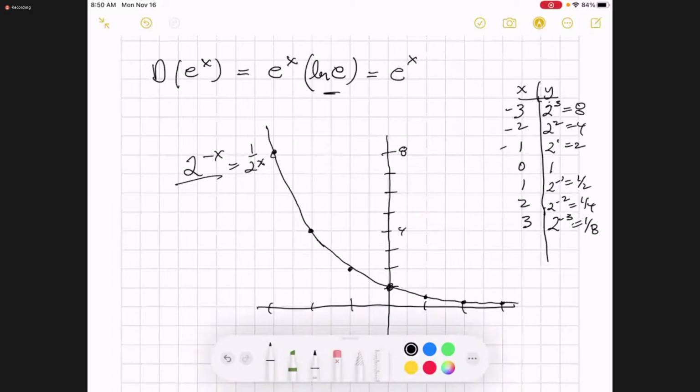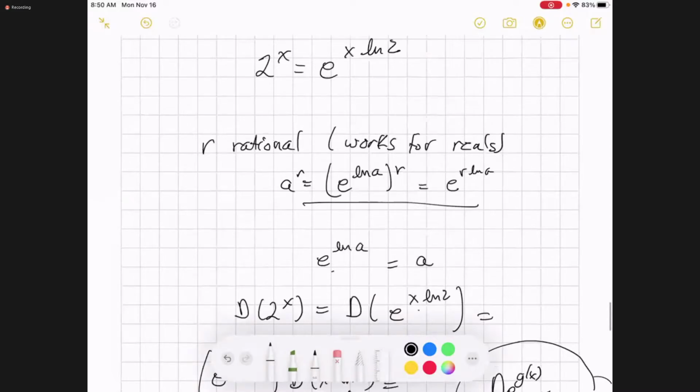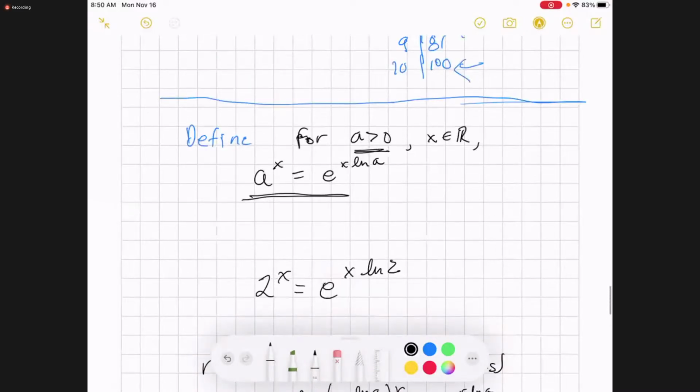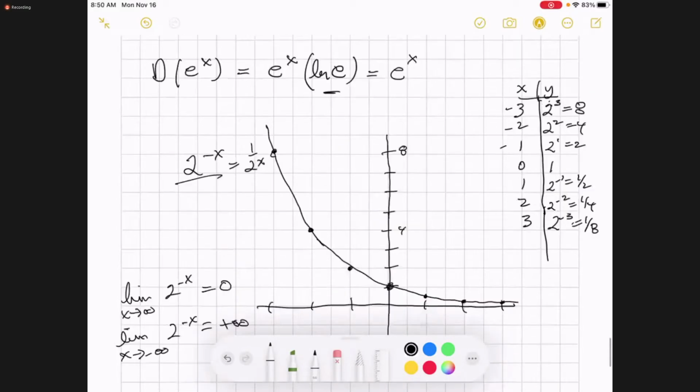For this one then, the limit as x goes to infinity of 2 to the -x is 0. The limit as x goes to minus infinity of 2 to the -x is plus infinity. But this is actually a composite, I guess. A composite of an exponential function with the function minus x.